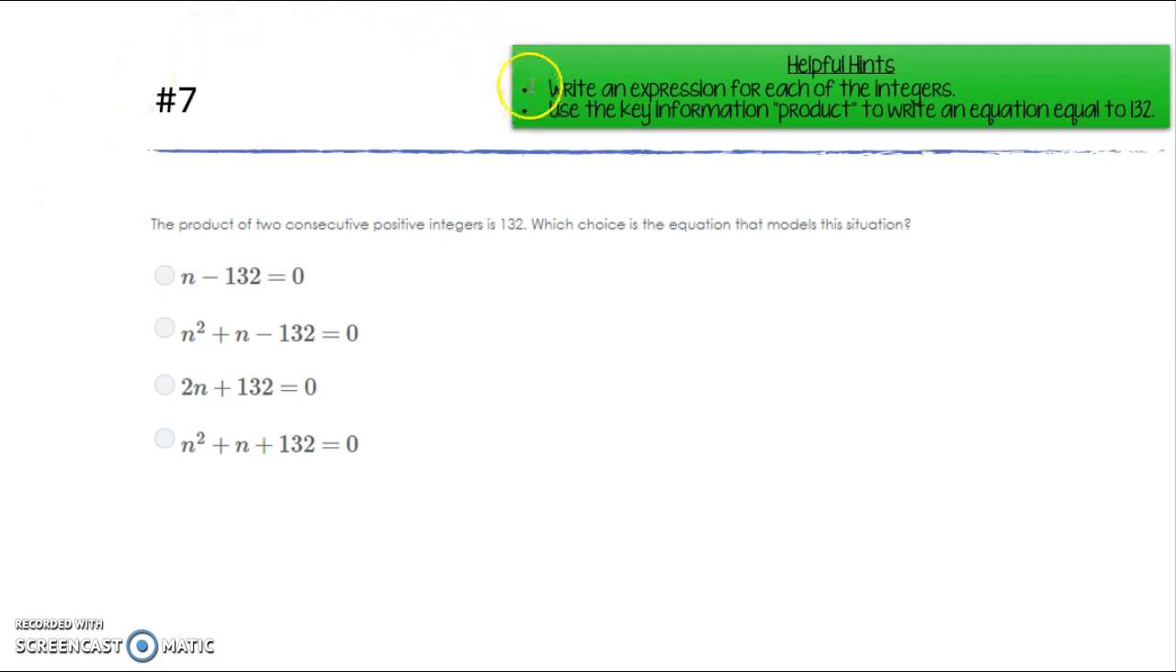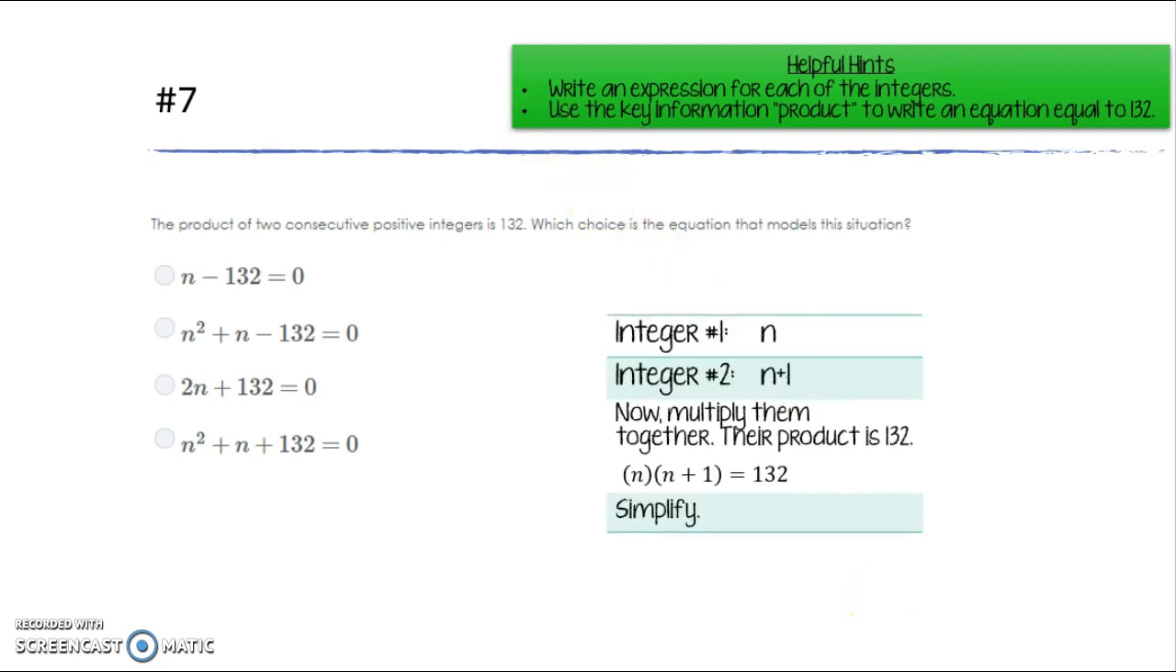So to help get started, you're going to need to write an expression for each of those integers, figure out how to write the first one, and then how to write the second one. And we will use the key information product to write an equation equal to 132. So I'm going to help you get started by mapping those out.